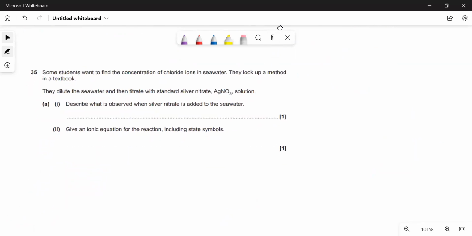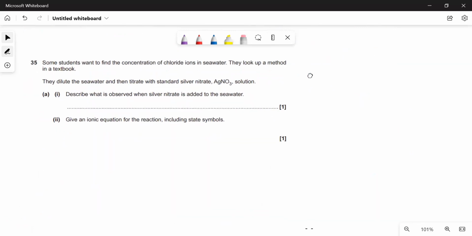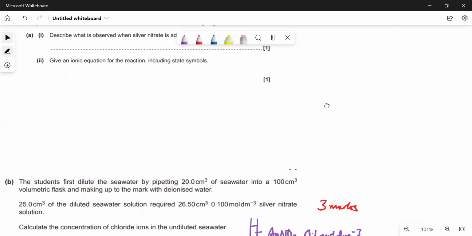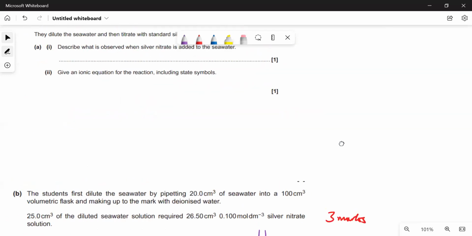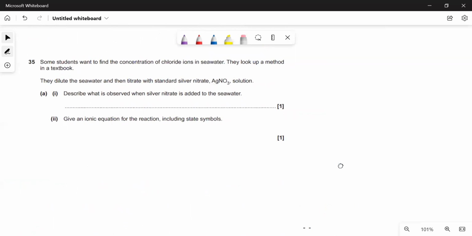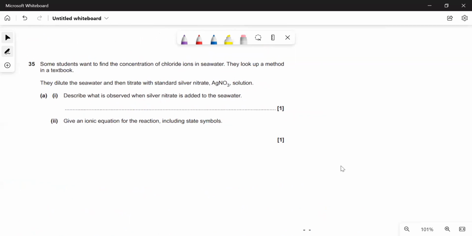Okay, some new question now about finding the concentration of chloride ions in seawater. They're going to use a titration method. They dilute the seawater and then titrate with standard silver nitrate solution. Describe what's observed when silver nitrate is added to the seawater and give an ionic equation.